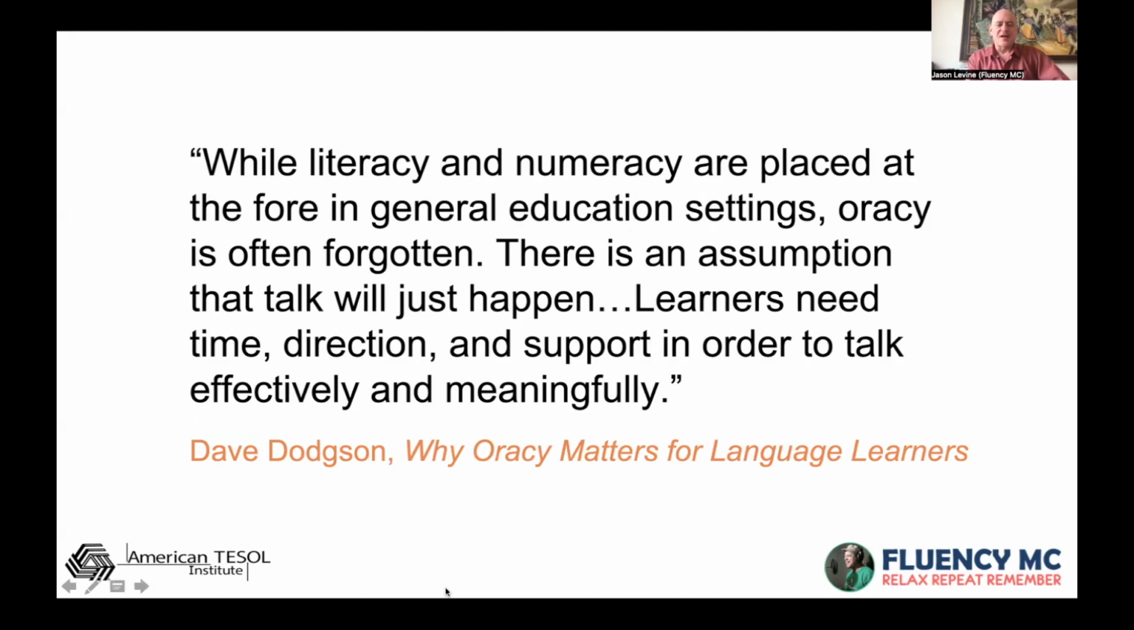Here's a quote from Dave Dodgson, who I've never met in person, but I've hosted a couple of webinars and read a lot of what he's written about, and I love this. It's from Why Oracy Matters for Language Learners. If you want to find the article, I'll read it out loud while you read it. While literacy and numeracy are placed at the fore in general education settings, oracy is often forgotten. I love that because, yeah, we do have literacy, numeracy. Oh, oracy. There's an assumption that talk will just happen. Learners need time, direction, and support in order to talk effectively and meaningfully.